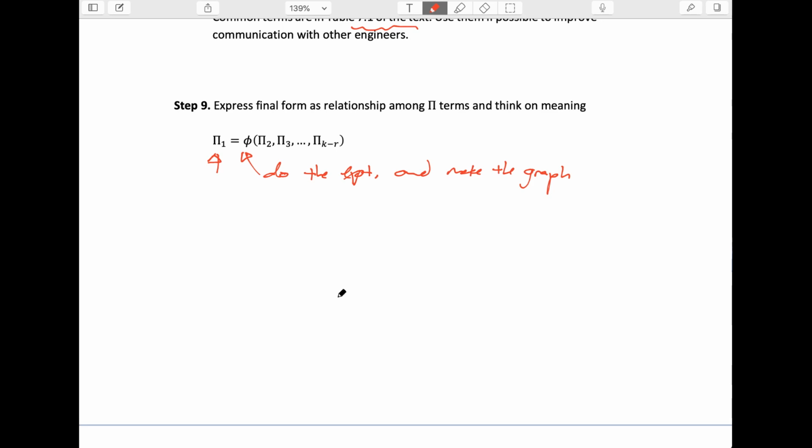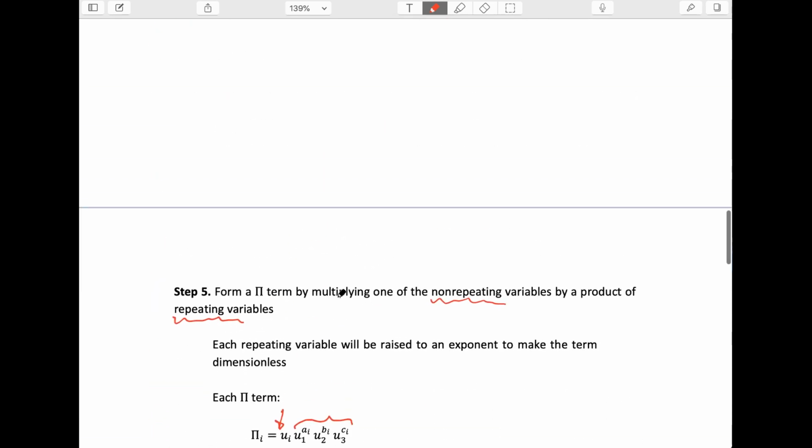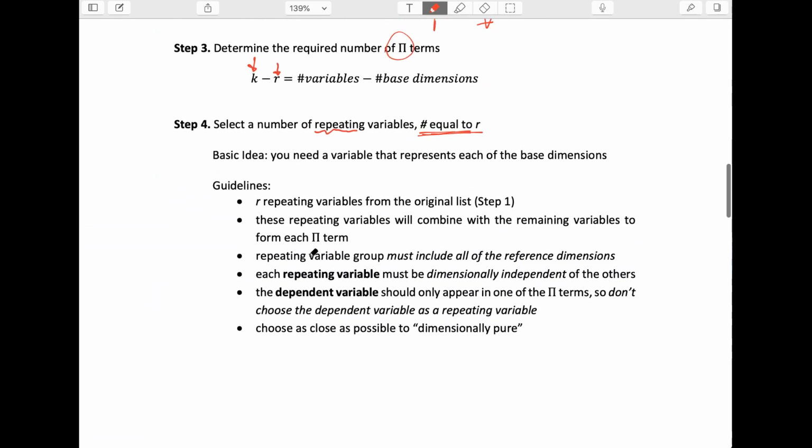So this is really weird to listen to in terms of bullet points, especially step 4. Go to the next video, check out the examples. I promise this will come clear for you.